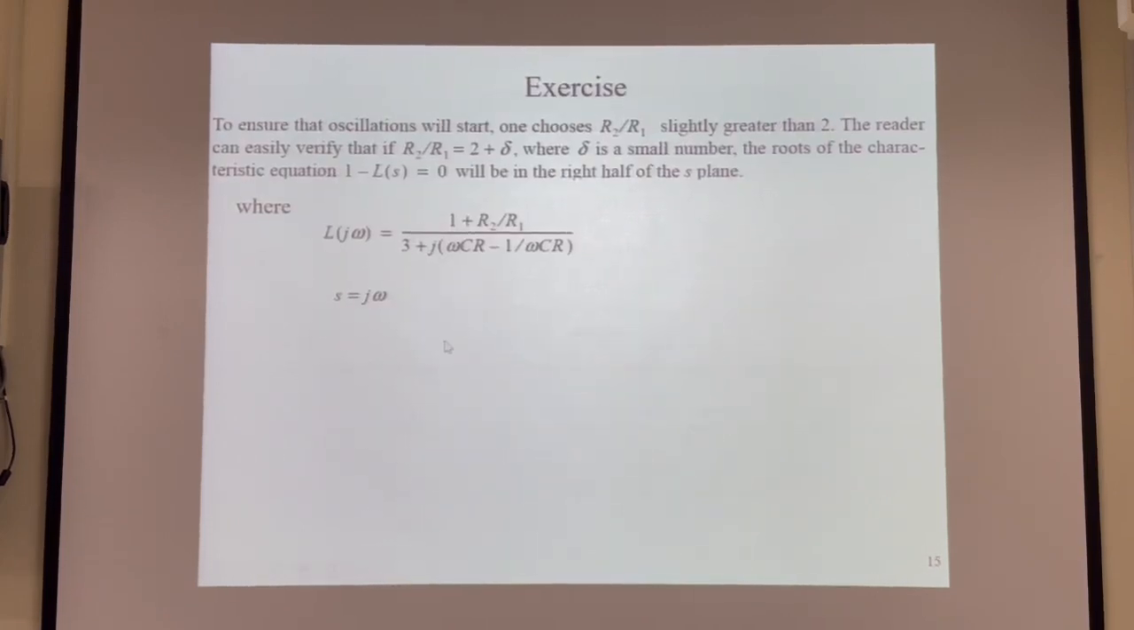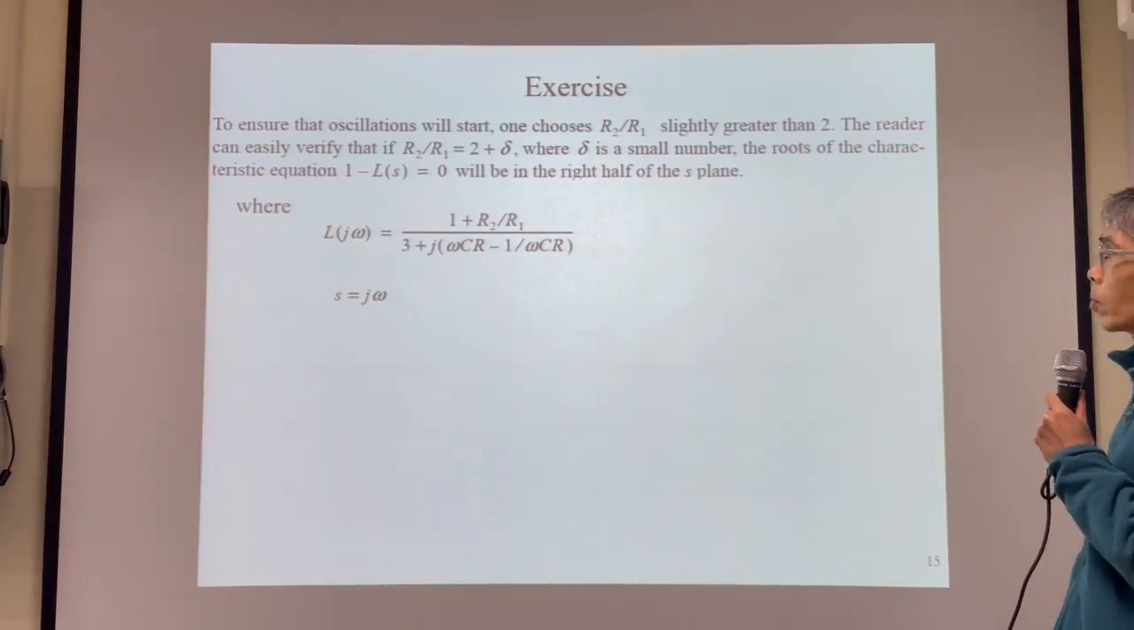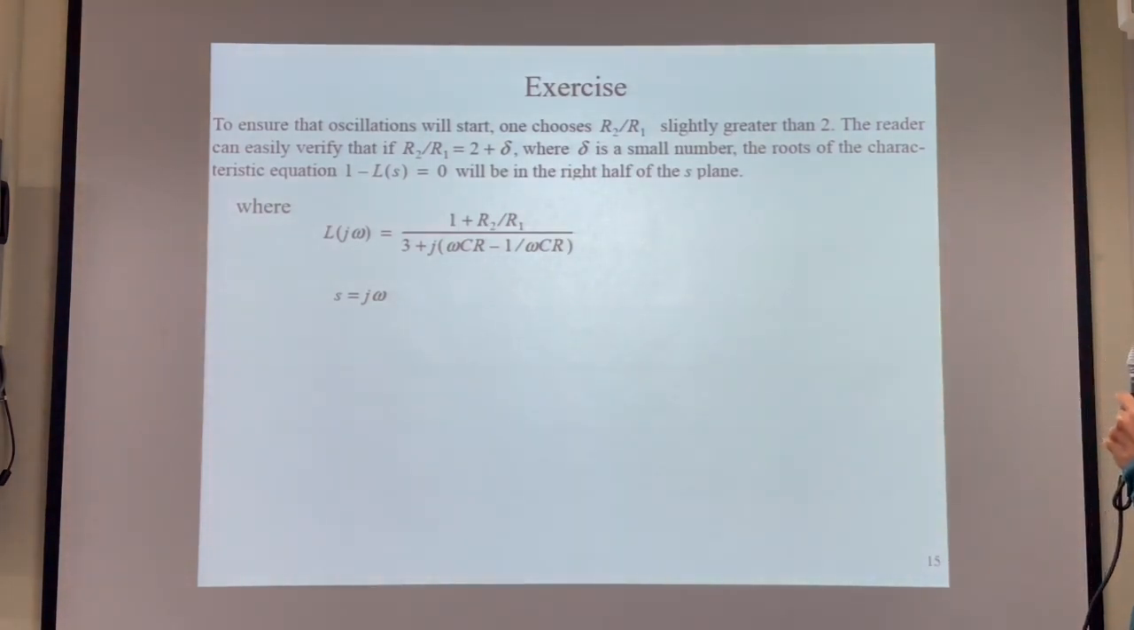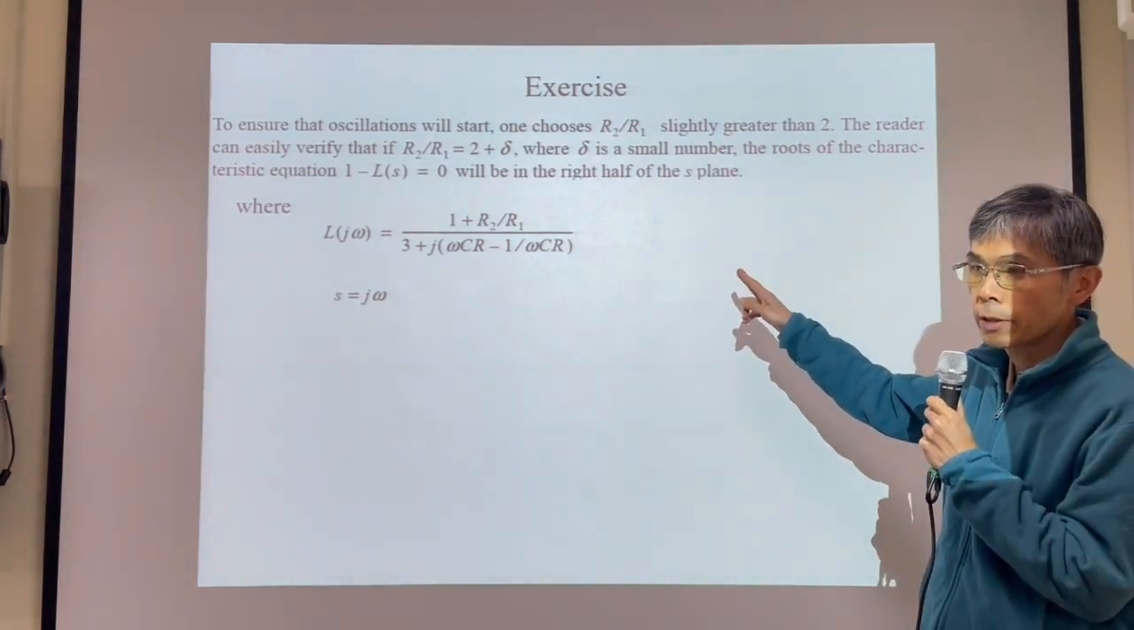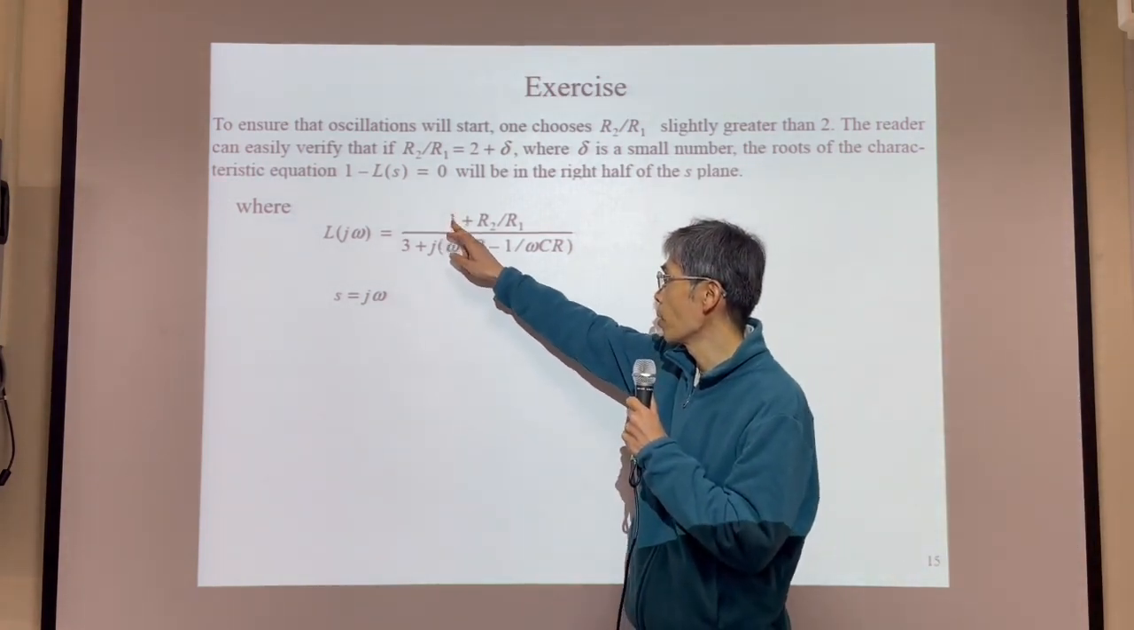Kyler, could you read this again? To ensure that oscillations will start, one chooses R2 divided by R1 slightly greater than 2. The reader can easily verify that if the ratio of R2 and R1 is 2 plus delta, where delta is a small number, the roots of the characteristic equation 1 minus L of S equals 0 will be in the right half of the S plane. Yes, this is the same as this one, the open loop gain.